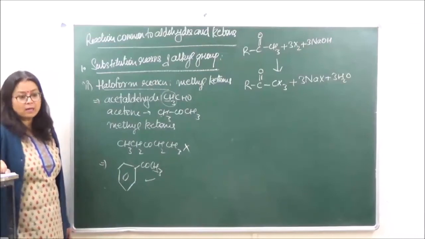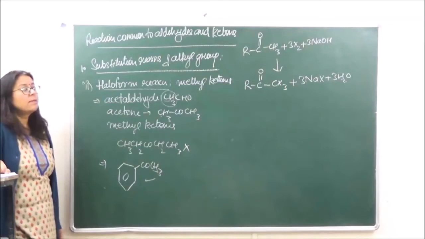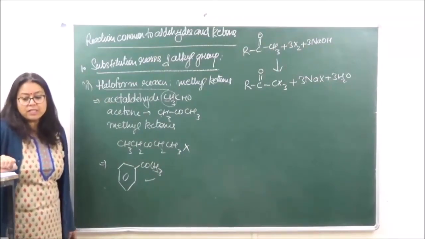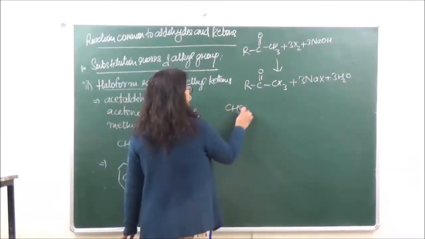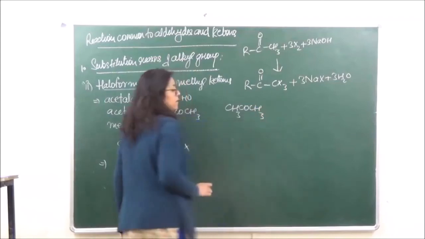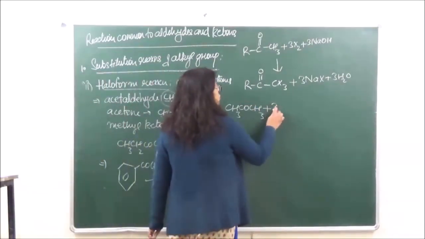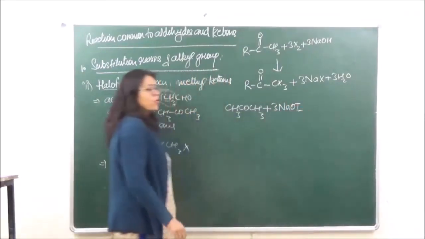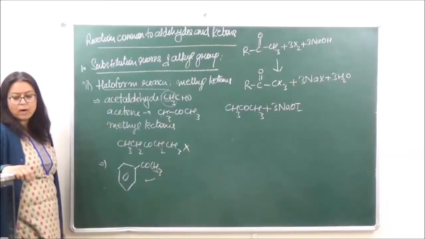iodoform has a yellow color. That yellow color gives us a test for the methyl group present with the C double bond O. Okay, so we're taking this reaction. Let's take the reaction with acetone, and we are taking the reaction with sodium hypohalide, sodium hypoiodide, NaOI. This is known as sodium hypoiodide.